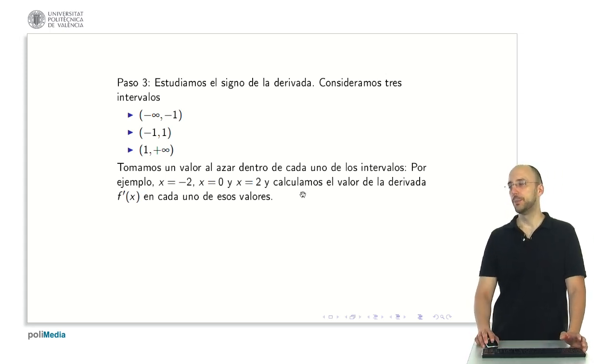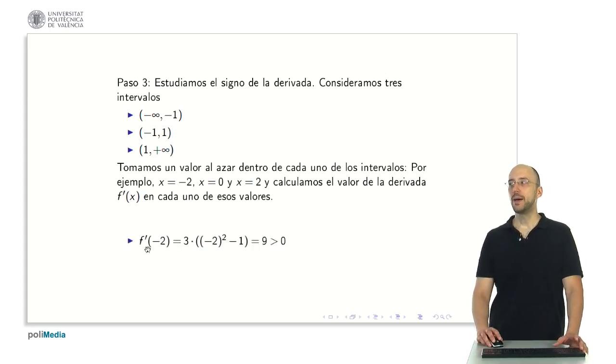What happens? For the first interval, between minus infinity and minus 1, I chose the value of minus 2. When I calculate the derivative at minus 2, I get 3 times minus 2 squared minus 1. So this simplifies to 3 times 4 minus 1, which equals 3 times 3, resulting in a positive value. This means the derivative is positive in this interval.